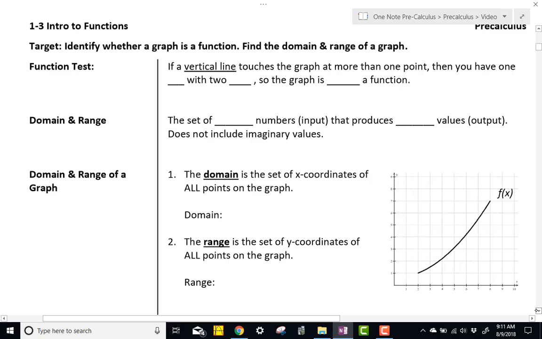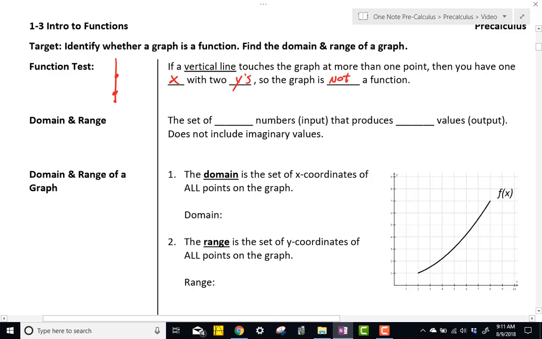All right, so a function test. If a vertical line touches the graph at more than one point, then you have one x with two y's. So the graph is not a function. And that's what I was talking about on the other side. When I lined up those 2 points vertically, just like this, those 2 points failed a vertical line test. So they would both share the same x. All right, that's the easiest way to tell if something's a function or not.